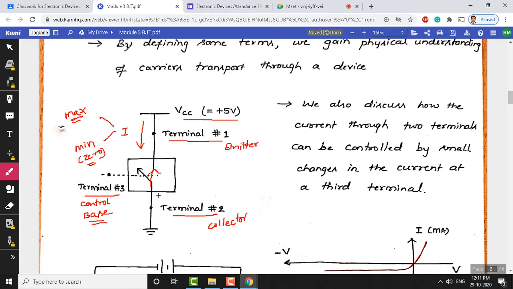This diagram is also applicable to the field effect transistor. In the field effect transistor, we have something called source, and we have a drain.